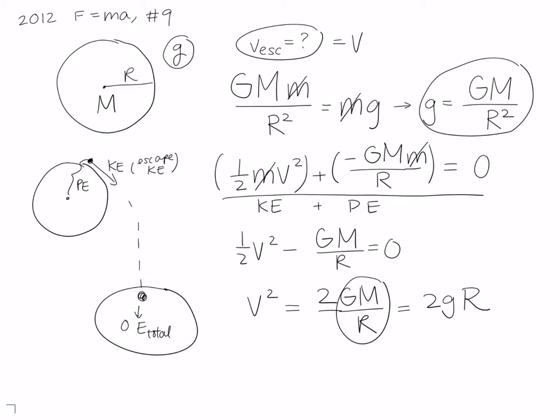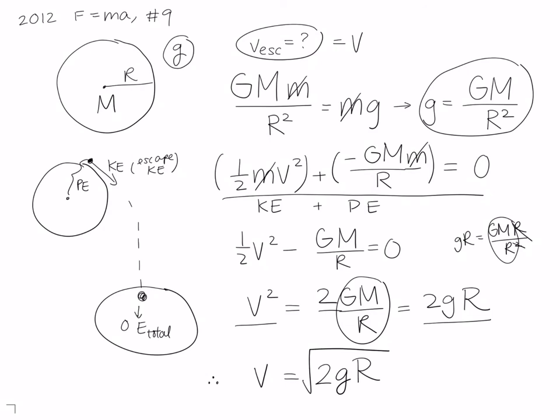If we multiply by another r, then g times r is G times M times r over r squared, and we can cancel out one of the r's to get GM over r. So we have v squared is equal to 2gr, and since we're solving for v, we take the square root of both sides to conclude that the escape velocity is just the square root of 2gr.